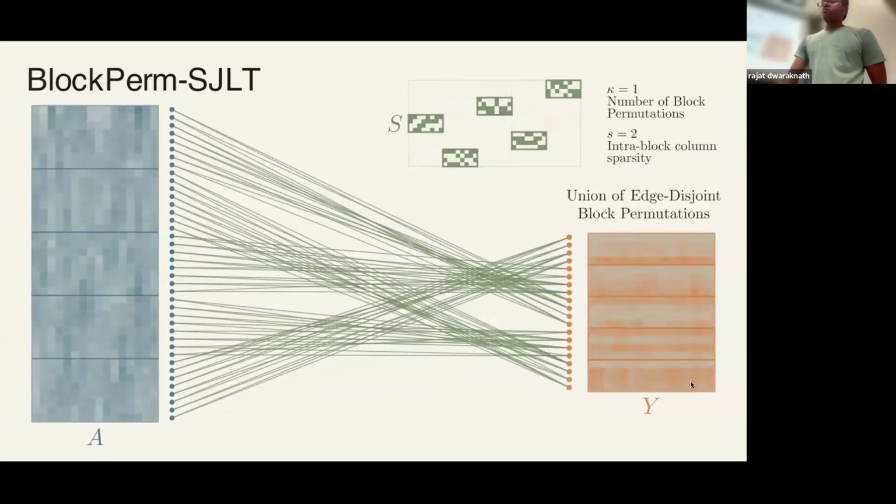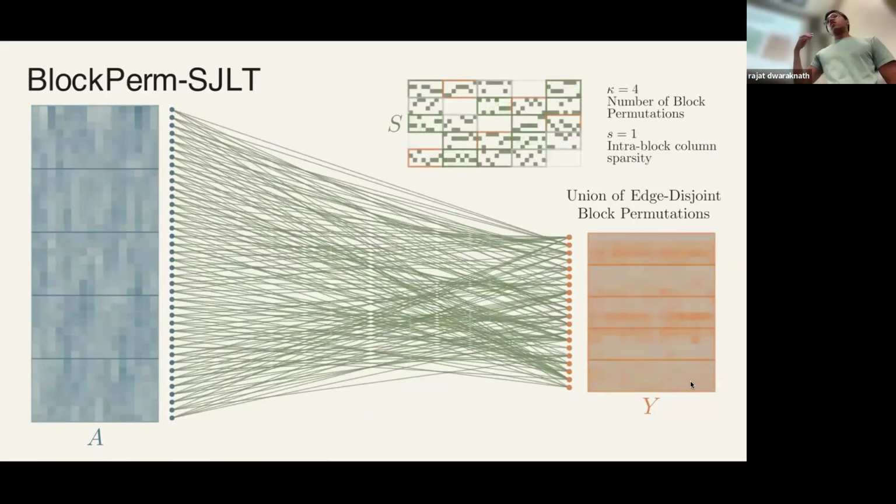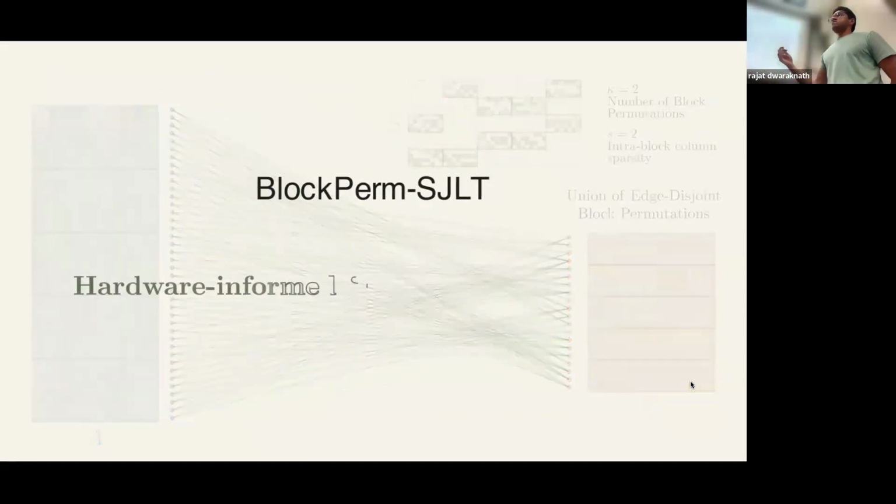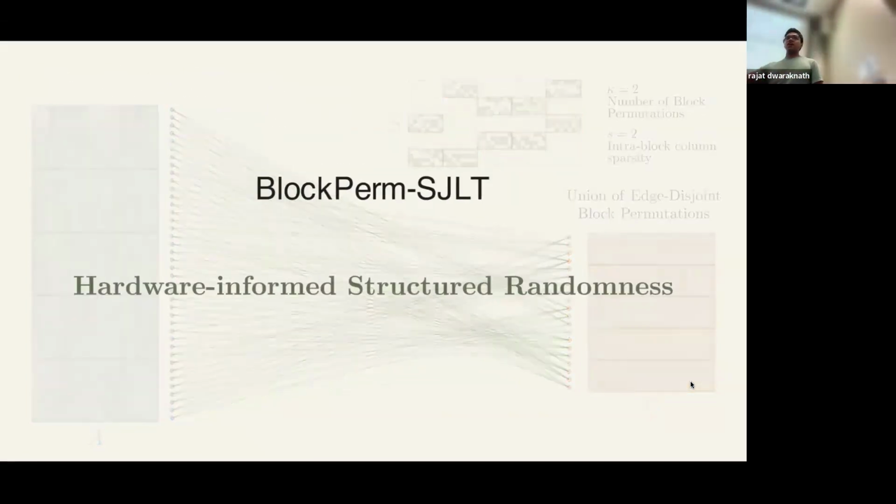And the other nice thing about the sketch is you can tune it. Maybe it so happens that a single permutation is actually good enough for your sketch. Maybe you need a lot of permutations. This kappa is just a trade-off between how good your sketch is and how local your computation is. And the point here is we introduced structure in the randomness of S, and the structure was informed by properties of the hardware on which we want to run the sketch.